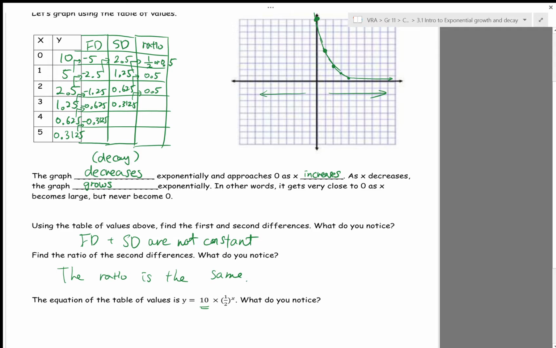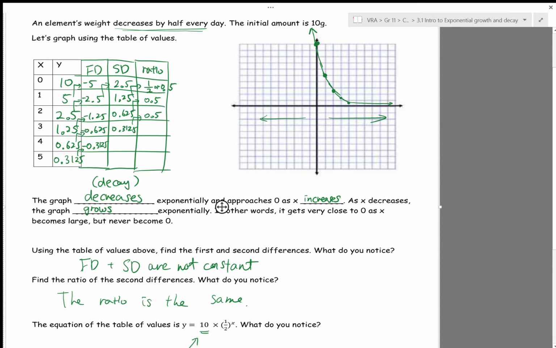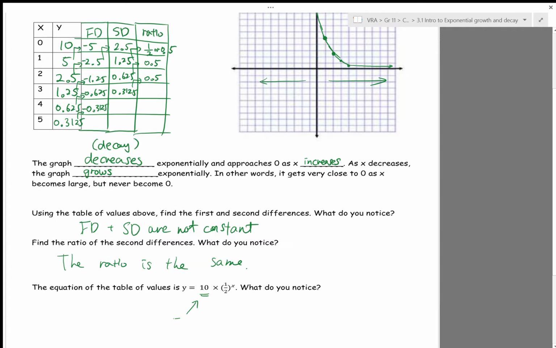Now, since the x is in the exponent part, this is the exponential function, okay? Now, the 10 in the front that is multiplied to the function, hopefully you actually see it, is your initial value, right? So this is, again, the initial value. And then the 1/2 or the 0.5, same as before, is the ratio. Okay, so it is the ratio.